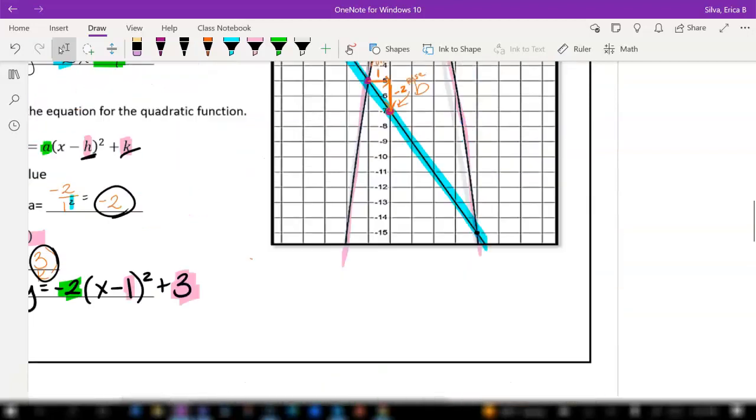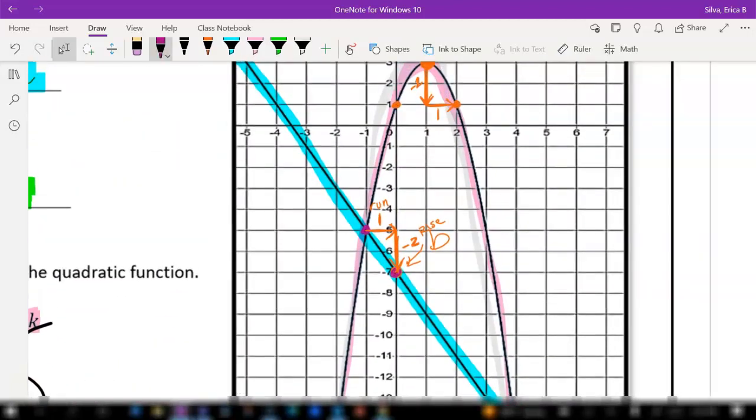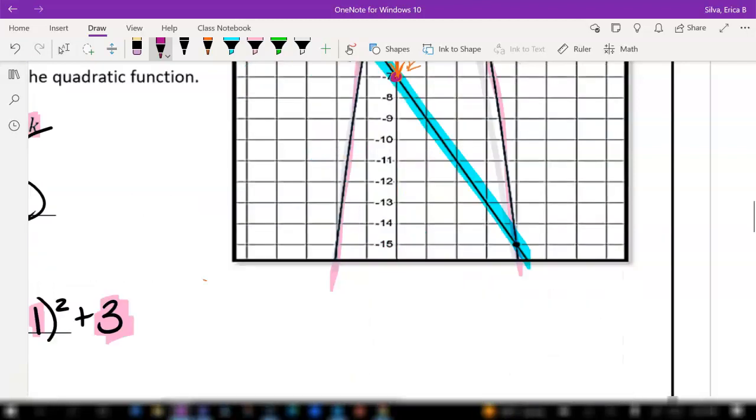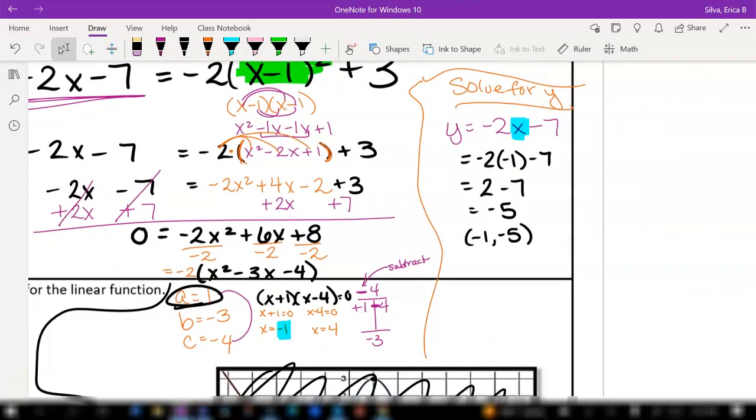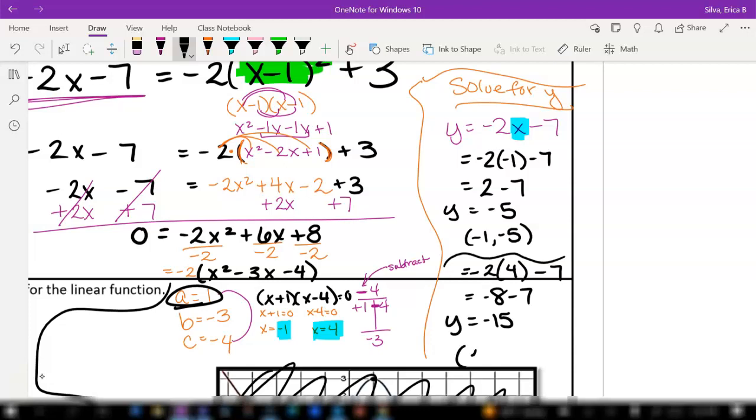Now if we look at our graph, we have negative 1, negative 5. That's my first solution. So that's a way you can check it. And we're going to do the same thing to the second x value, which is 4. So we're going to have negative 2 times 4 minus 7. Negative 8 minus 7, that gives us negative 15 for my y. And for this point, when your x is 4, my y is negative 15. And then go back to the graph.